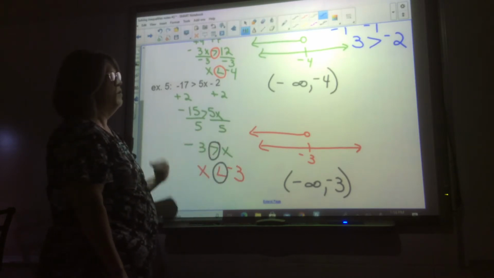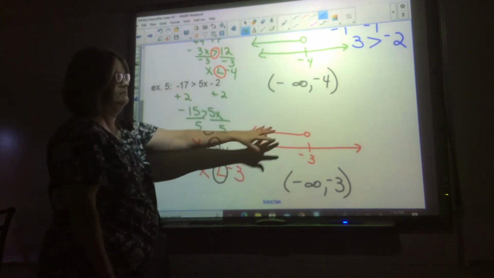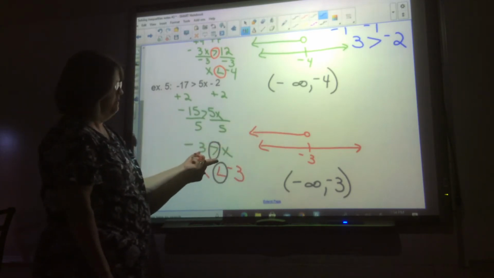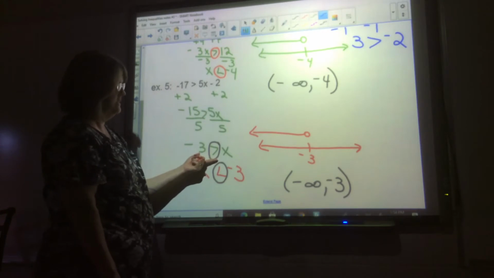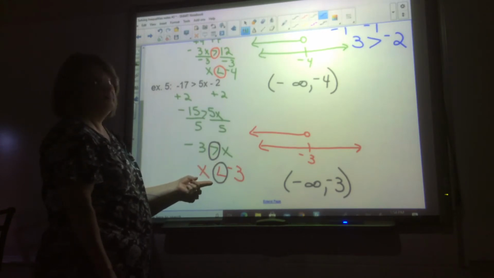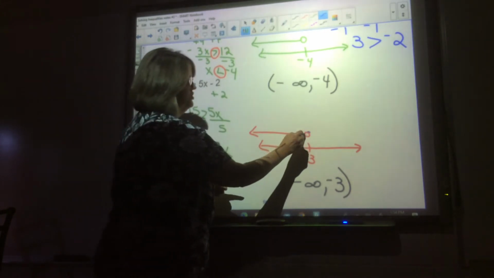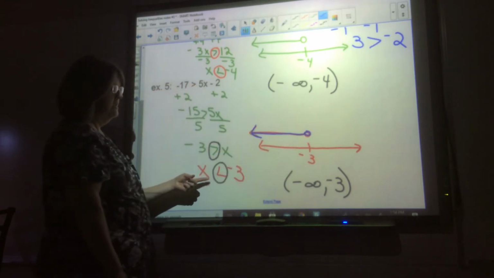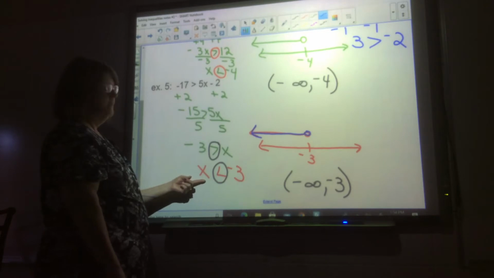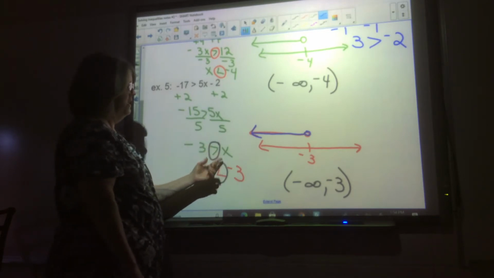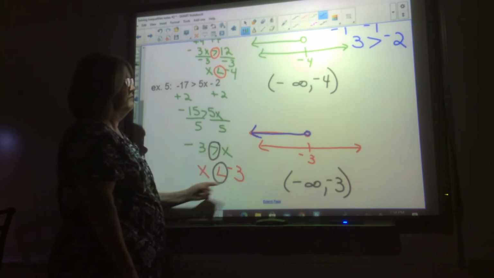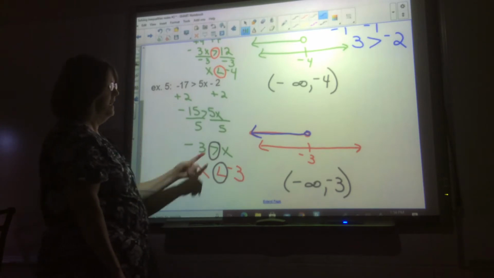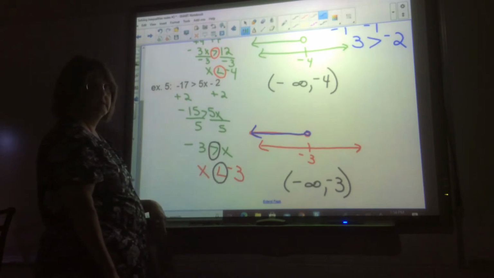But now, if I want to graph this inequality, which I do want to graph, it's easier to know which way to shade my line if my variable's on the left. So I'm going to flip this around, put my variable on the left, put negative 3 on the right, and when I do that, I have to flip my inequality sign.